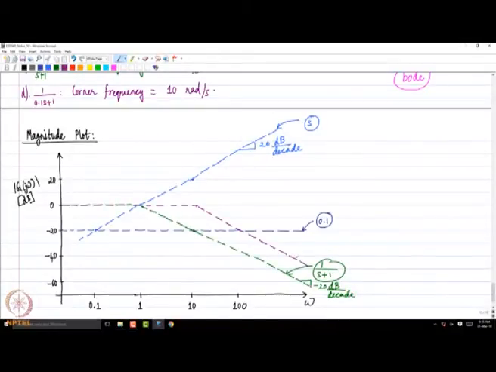So, that is my magnitude plot, the asymptotes for the factor 1 divided by 0.1 s plus 1. Even this has a slope of minus 20 decibels per decade. So, that is the slope. Now, we have plotted all the 4 graphs. Now, what we need to do? We just need to add them. So, what will be the net sum of all these 4 terms? What do you think will happen?